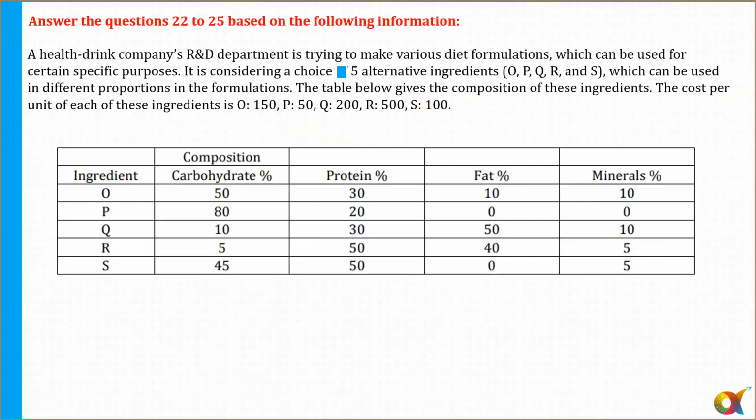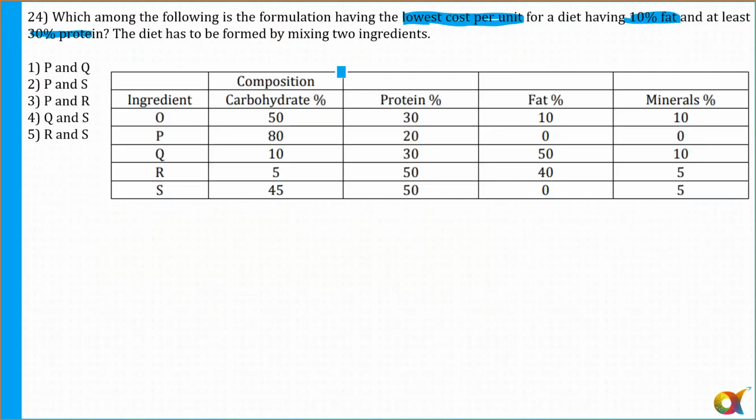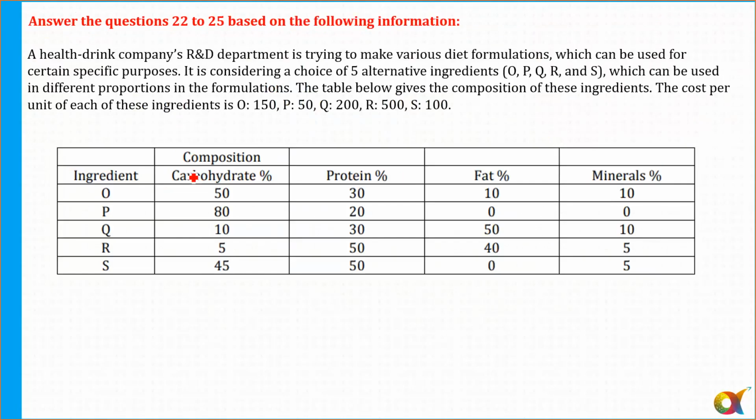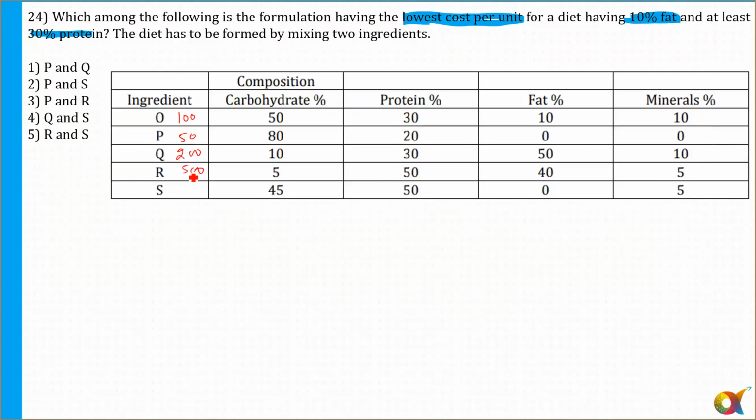150, 200, 500, 100, 150. So 100, 50, 200, 500. And what is the cost of S? Can anyone tell me? 100. 150, 50, 200, 500 and 100. And for O, it is not 100, it is 150. That is the cost. And I need the cost per unit to be minimum. That is again the condition, that is cost per unit to be minimum here.